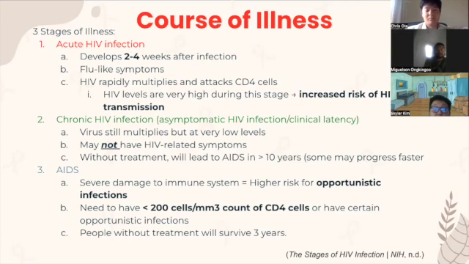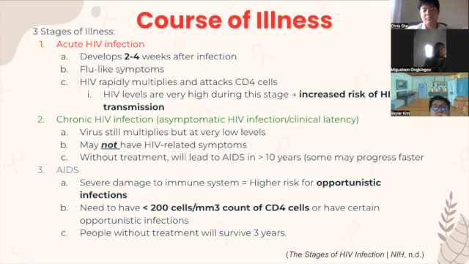The last stage is the end stage, which is AIDS, which is severe damage to the immune system, meaning there are less than 200 CD4 cells. That also leads to a high risk for opportunistic infections. Opportunistic infections are defined as infections and infection-related cancers that occur more frequently or are more severe in people with weakened immune systems than in people with healthy immune systems. People without treatment will survive for 3 years at this stage.